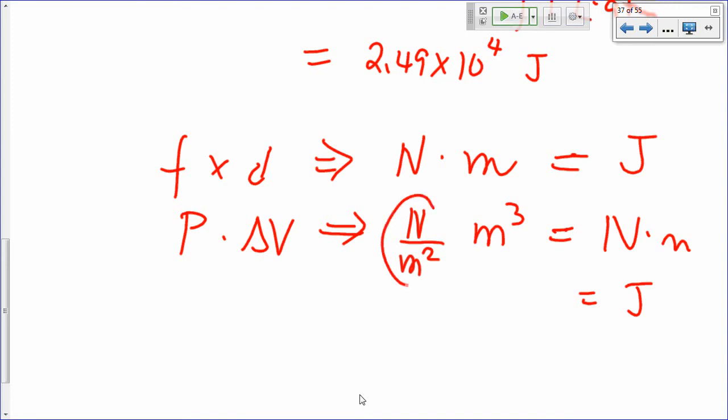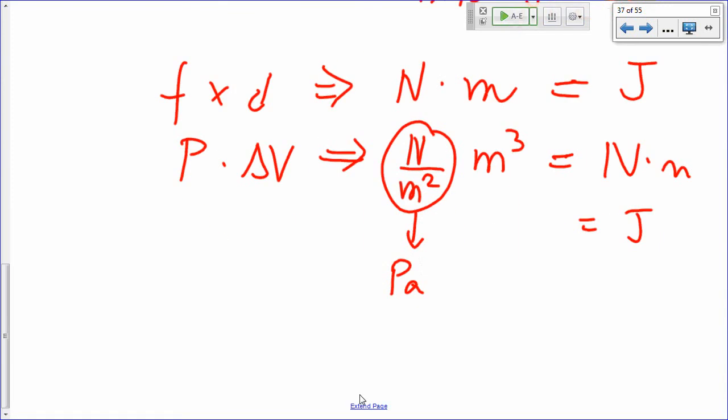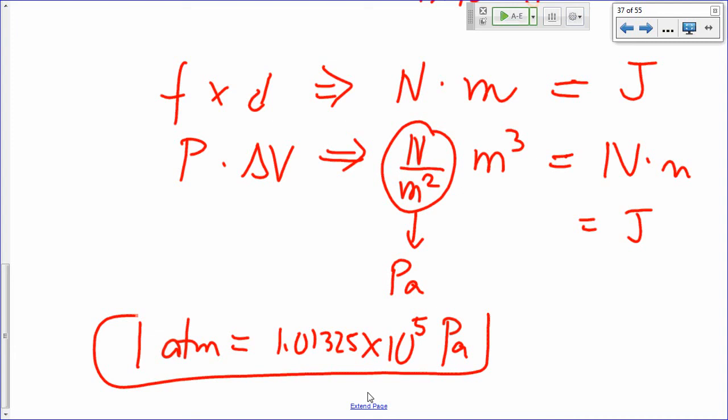This pressure unit right here is called a pascal, and that happens to be related to the atmosphere. If you recall from your earlier classes, 1 atmosphere is 1.01325 times 10 to the 5th pascals. That is the pressure due to a column of mercury that is 76 centimeters tall, and you can calculate that pressure to be equal to this many pascals.